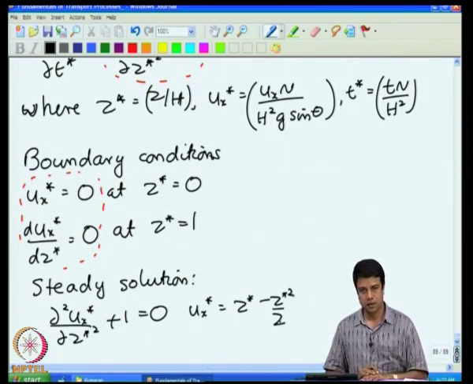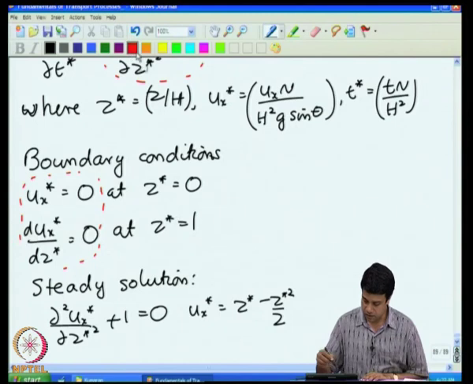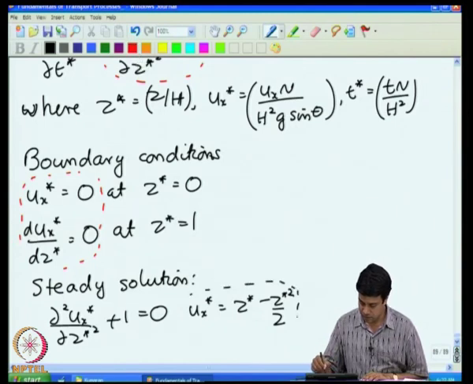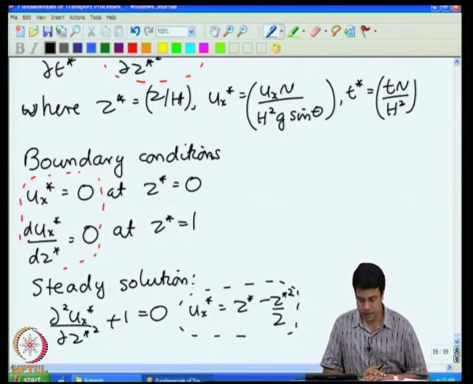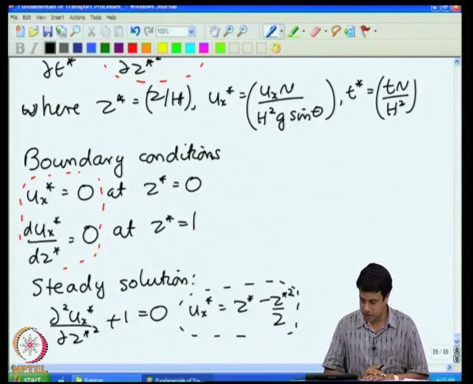It is easy to verify that this solution z minus z square by 2 satisfies both of these boundary conditions. At z is equal to 0, ux is equal to 0, and at z is equal to 1, the derivative is equal to 0. So, this satisfies both boundary conditions. So, this is the final solution for the velocity profile at steady state.